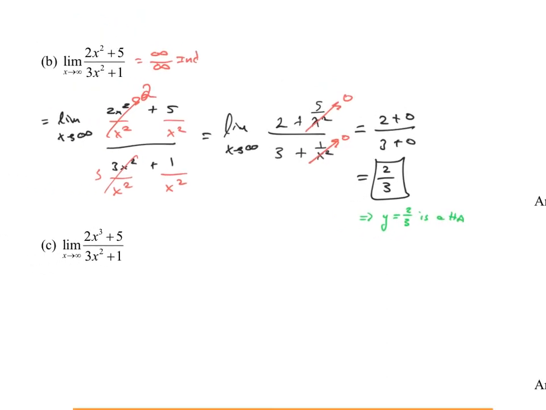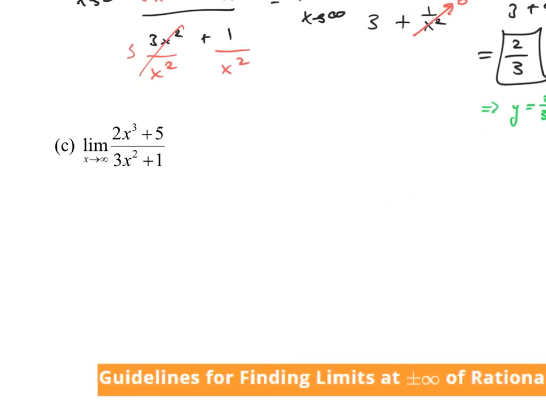Okay. Let's look at the last example here. This is the example C. It's the limit as x approaches infinity of 2x cubed plus 5 over 3x squared plus 1. Again, virtually an identical problem, except now I'm cubed on top.